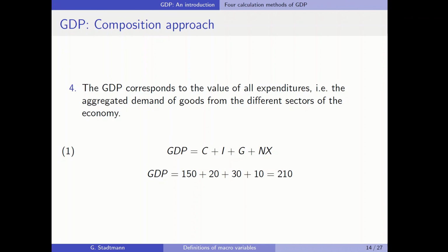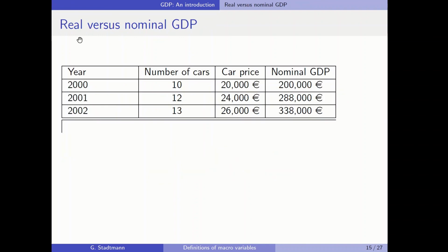So we have talked about these four different methods of defining GDP. In the next step, I would like to talk about the difference between real and nominal GDP. We also have a numerical example here. Over time, we are producing this amount of cars. The car price fluctuates over time. When you multiply the number of cars produced times the car price, you get in the last column the nominal GDP. What about real GDP?